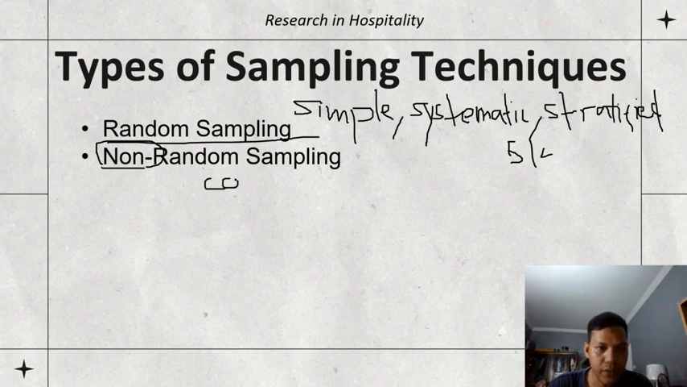Convenience, like the convenience store. Okay? Convenience. We also have purposive, from the word purpose. Okay? I'll just write the acronym here. And also snowball.